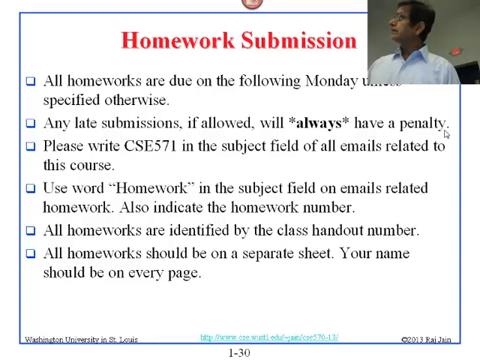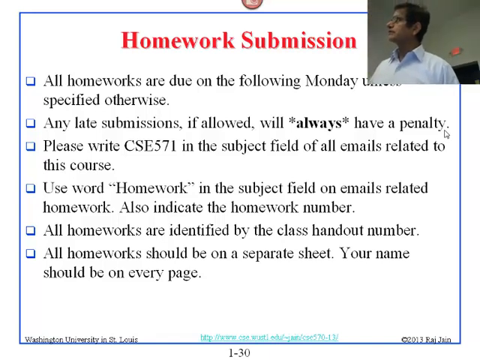Please write in the subject field. All the homeworks have to be submitted in hard copy right here in the class. Some of them, like today's homework, have to be submitted by email, and that email will not get there unless it has a particular subject field. All homeworks are identified by the class handout number.